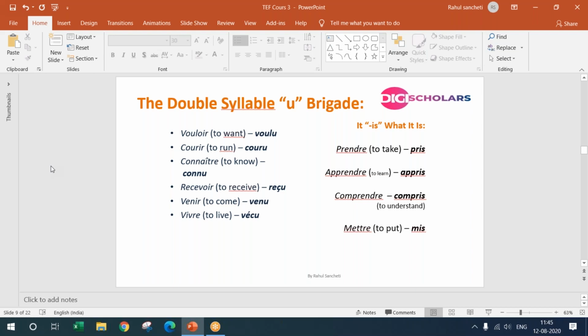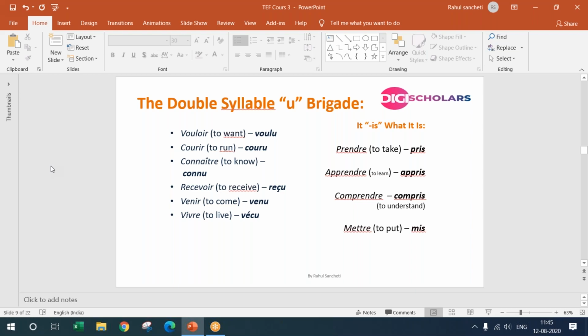I come to the college, or I will come to your college. I have come to see you, or I have come to visit my parents. It is venir. And I have lived in Paris, I have lived in Hyderabad, I have lived in India, I have lived in the US. For all of this, you would use vivre. So these verbs are really important verbs.